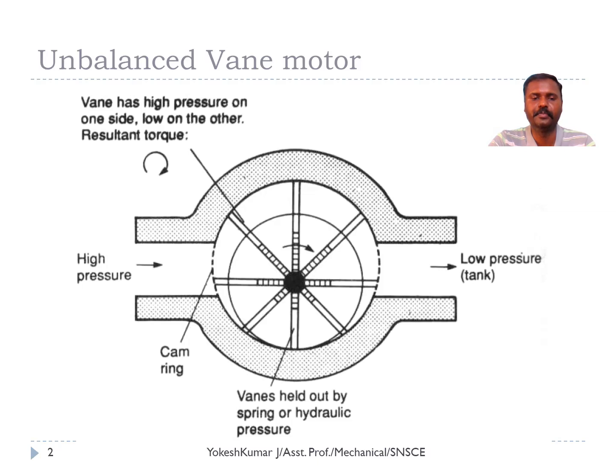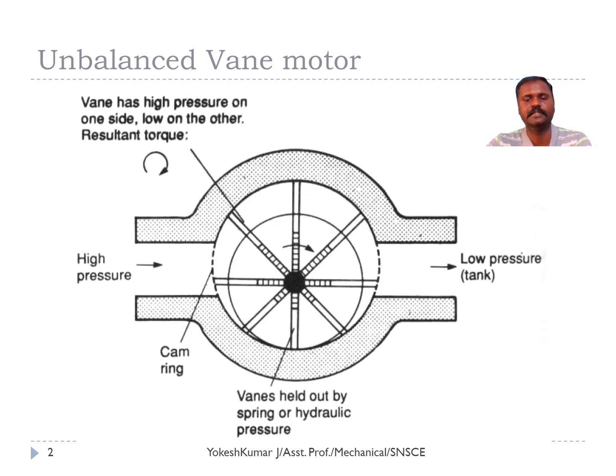Here we have two ports. One is the high pressure port, which we can call the inlet port. Another one is the low pressure port, which we can call the outlet port, which is connected to the tank. Then this rotor is not concentric with the cam ring, it is eccentric with the cam ring, so that the volume change can be obtained since it is placed eccentrically.